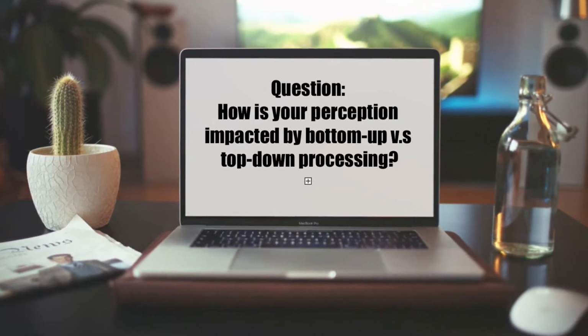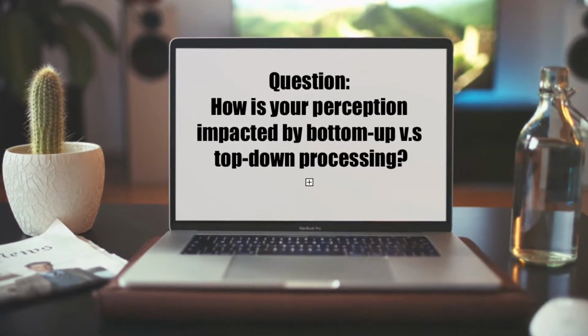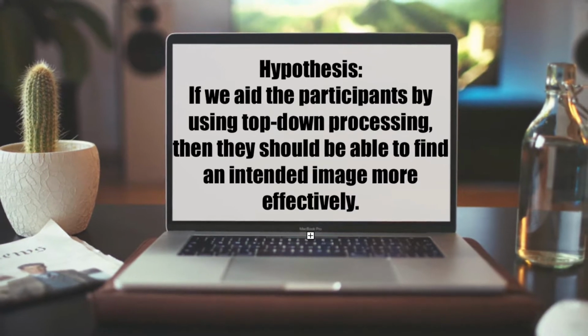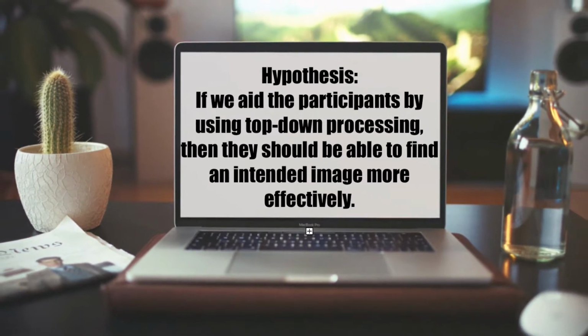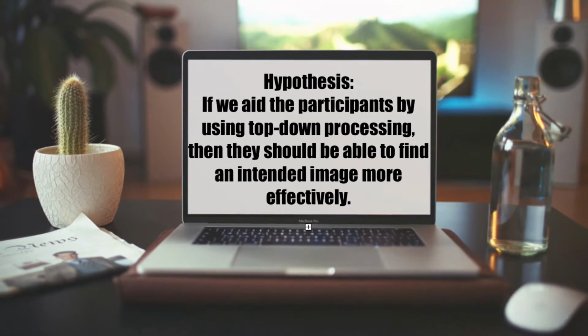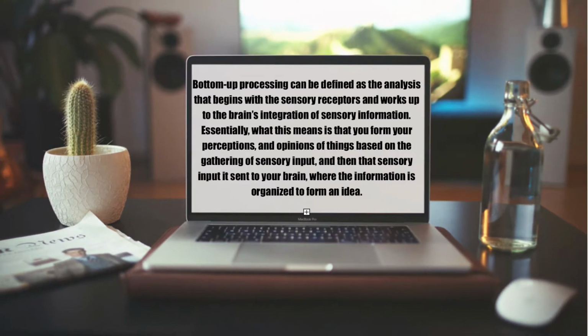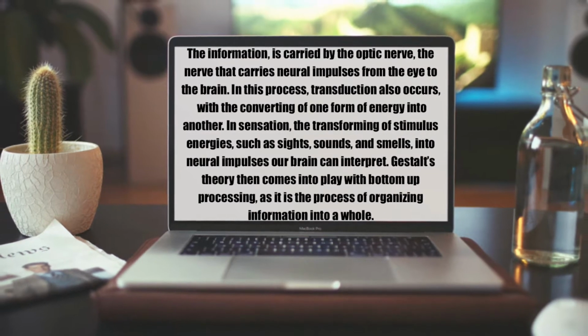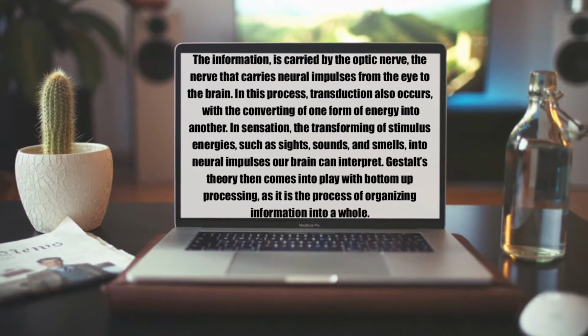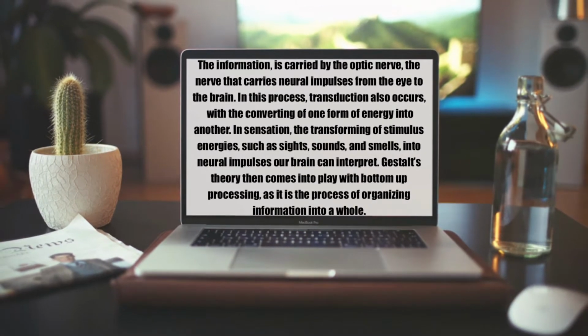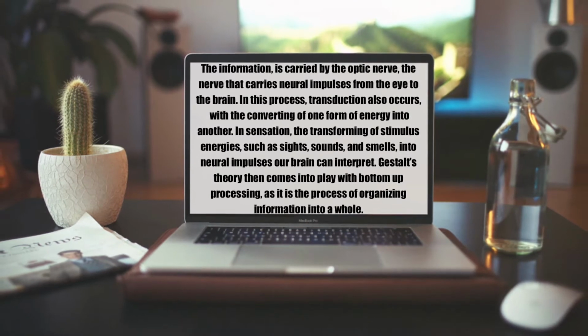How is your perception impacted by the bottom-up versus top-down processing theory? If we aid the participants by using top-down processing, then they should be able to find an intended image more effectively. You form your perceptions and opinions of things based off the gathering of sensory input, and then that is sent to your brain where the information is organized. Here, transduction occurs, which is the conversion of one form of energy into another, and this is where information is carried from the optic nerve.